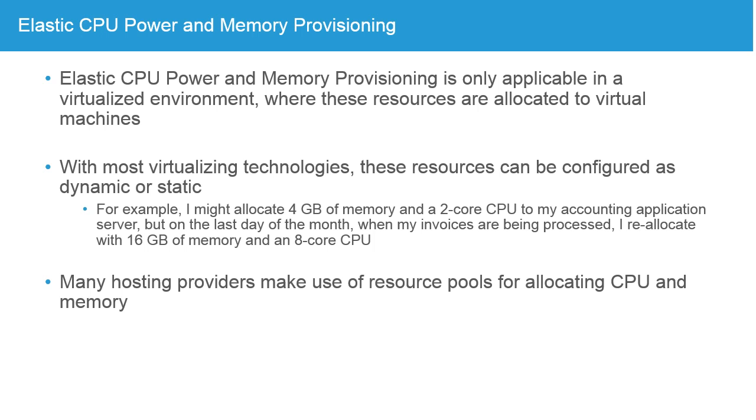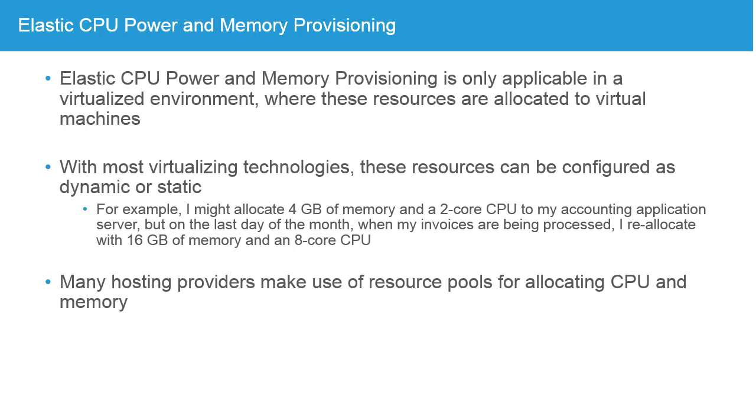But let's take an example. Let's say I set up a virtual instance in the cloud that has 4 gigs of memory and a dual-core CPU assigned to it, and I'm using it for an accounting application running on the server. But on the last day of the month, all my invoices are being processed, and I'm under a tremendous load. So I reallocate that server to have 16 gigs of memory and an 8-core CPU. But I only wanted that capacity for 1 day. And then I go back to the 4 gigs and dual core that I had originally.